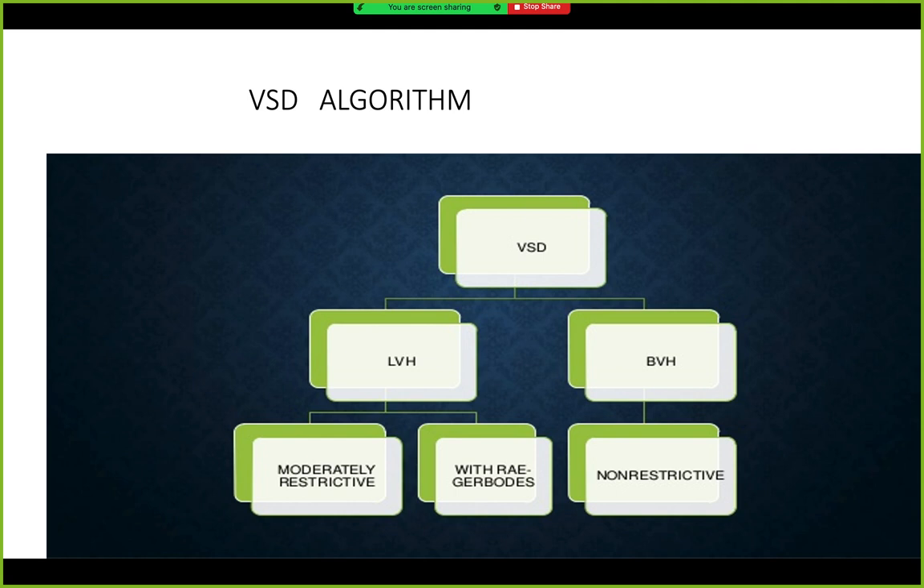So as I was talking about the different types, we should be able to understand the mechanism as well, what is happening. As we are now already aware of the VSD algorithm, the other thing we all have to keep thinking about is, for example, the non-restrictive VSD, where there will be a large left to right shunt. That is the reason in the ECG, which I had shown, we do expect a right axis deviation. There will be a right atrial or combined right and left atrial enlargement.